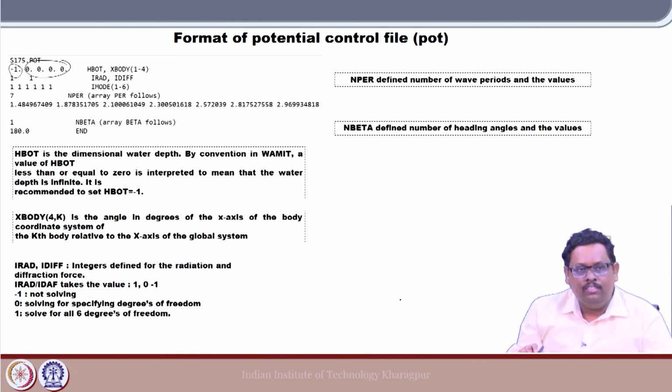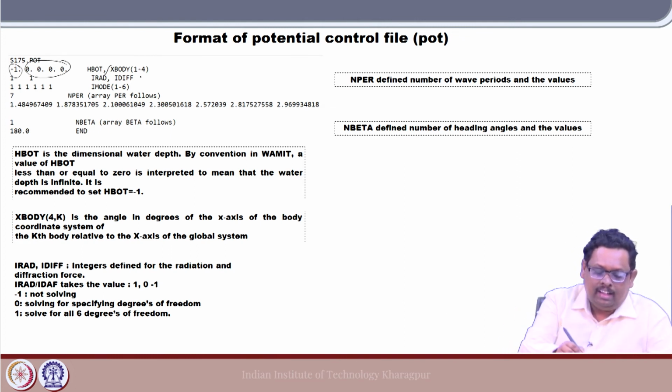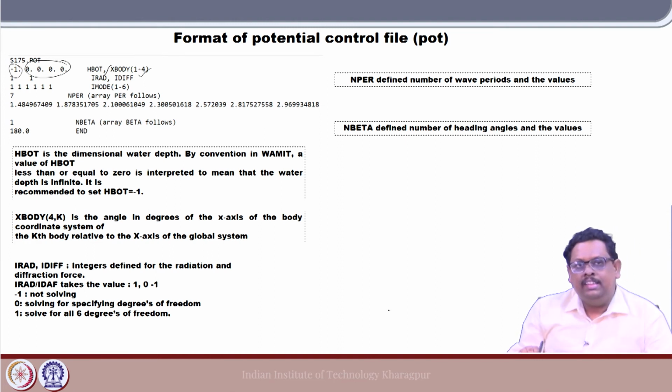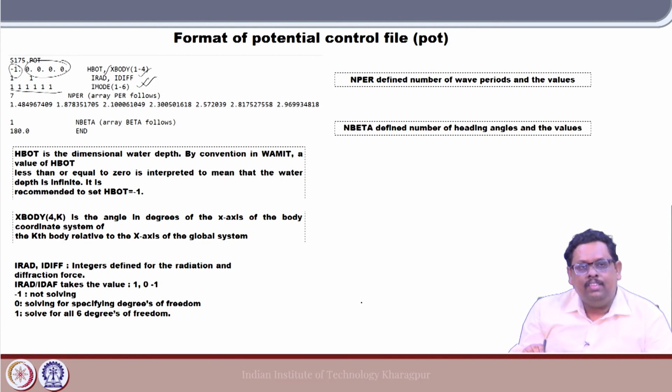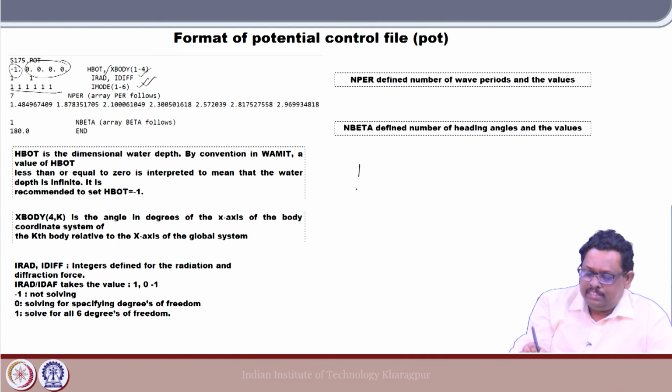Normally we do not do that, so we just keep it as 0. Then IRAD and IDIFF are basically asking for your radiation and diffraction potential. Sometimes, in that case, I am making all the modes on. The I mode is nothing but the mode of motion: the first one is for surge, the second for sway, third for heave, then roll, pitch and yaw. So I am making everything on here, just a dummy case.